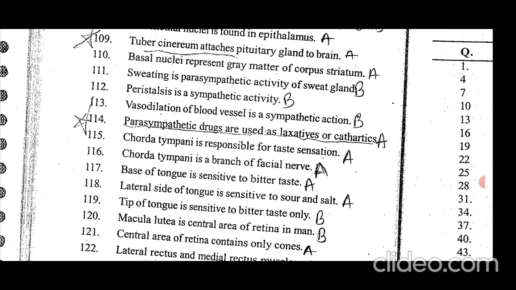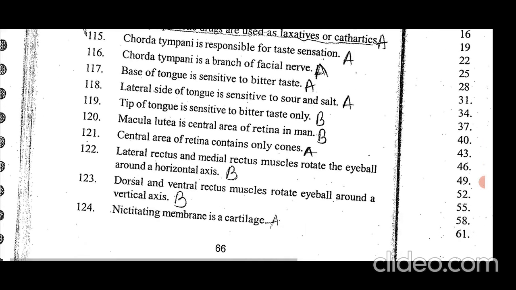The base of the tongue is sensitive to bitter taste, and the taste is detected through the chorda tympani, which is a branch of the facial nerve. And the lateral side of the tongue is sensitive to sour and salt taste, through the chorda tympani, which is a branch of the facial nerve.